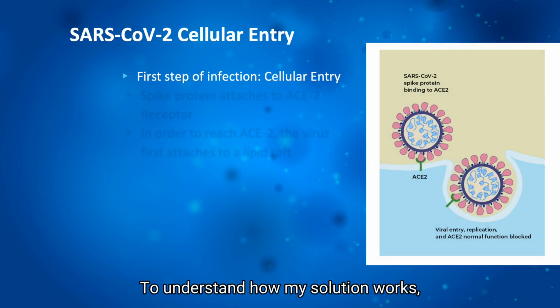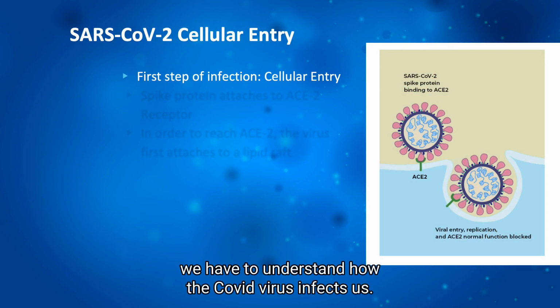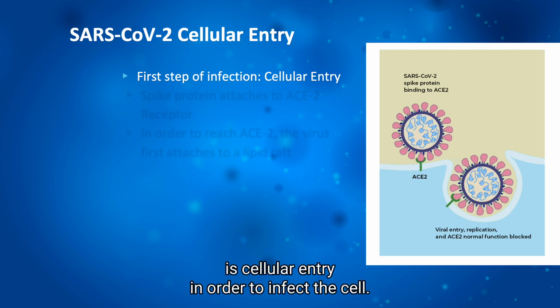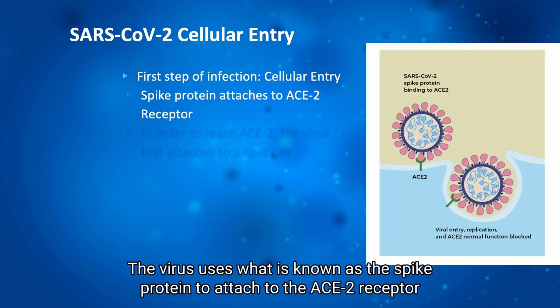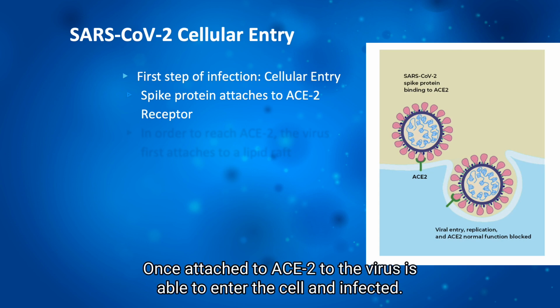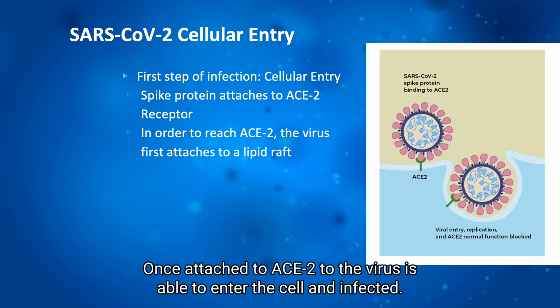To understand how my solution works, we have to understand how the COVID virus infects us. The first step of infection by SARS-CoV-2 is cellular entry. In order to infect the cell, the virus uses what is known as the spike protein to attach to the ACE2 receptor present on the outer cell surface, as shown in the figure on the right. Once attached to ACE2, the virus is able to enter the cell and infect it.